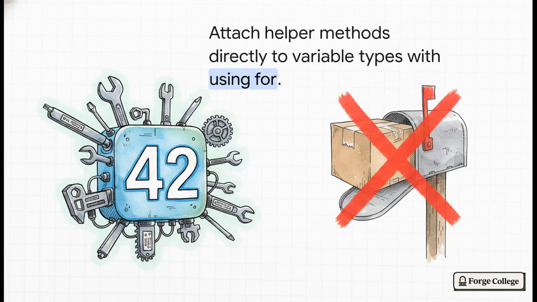Now, what's really fascinating is this using for directive. When you declare using helper libs for uint256, it seamlessly attaches your library functions directly to that variable type. So instead of awkwardly passing an integer into a function like you're stuffing a package into a mailbox, your standard integers literally get custom helper methods attached right to them. It kind of feels like magic, but it makes the code wonderfully clean.